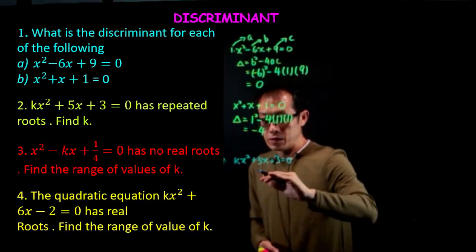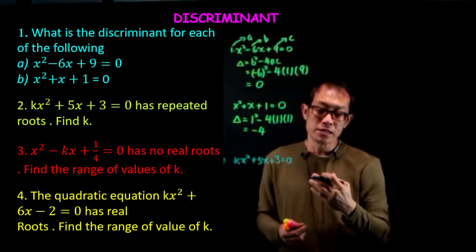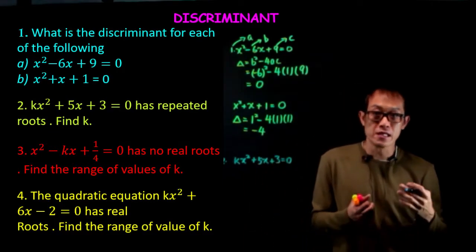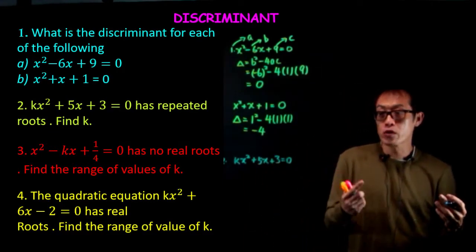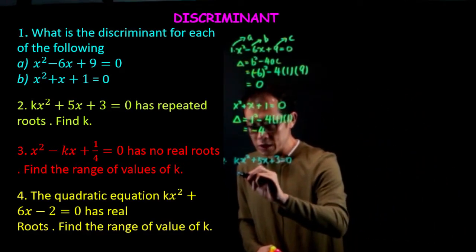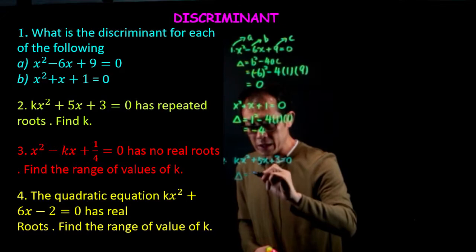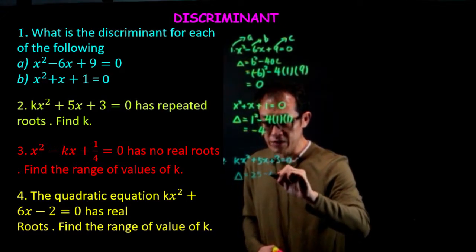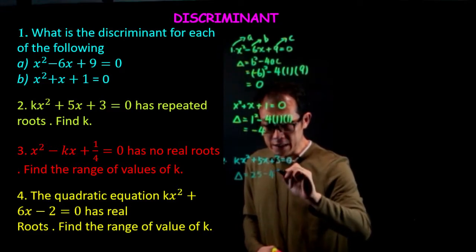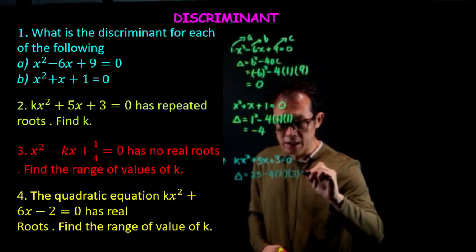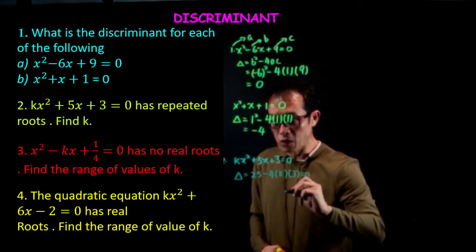Now, what does it mean when it has repeated roots? That means the discriminant is 0. So b squared minus 4ac is equal to 0. So the discriminant will be equal to 25, b squared, 5 squared is 25, minus 4, a is k and c is 3, and that is equal to 0.